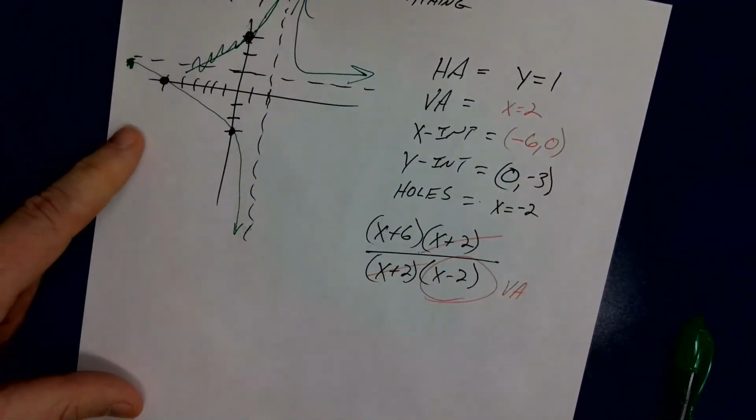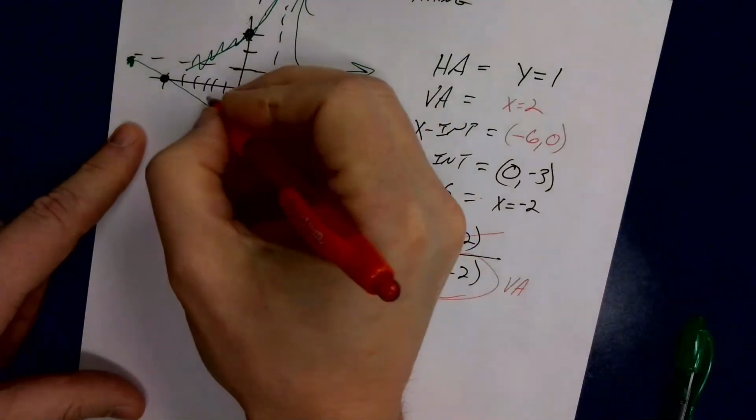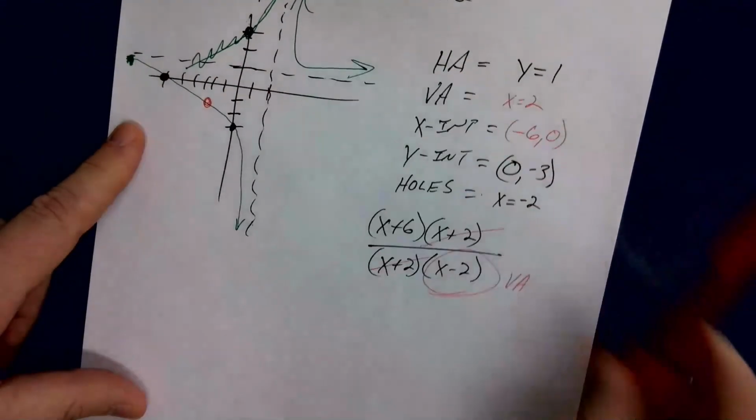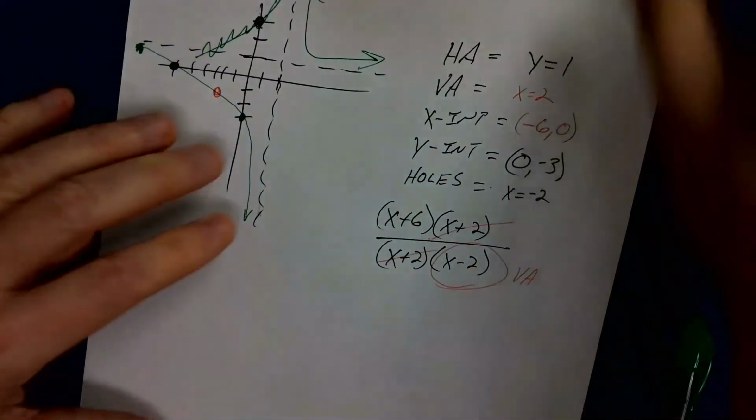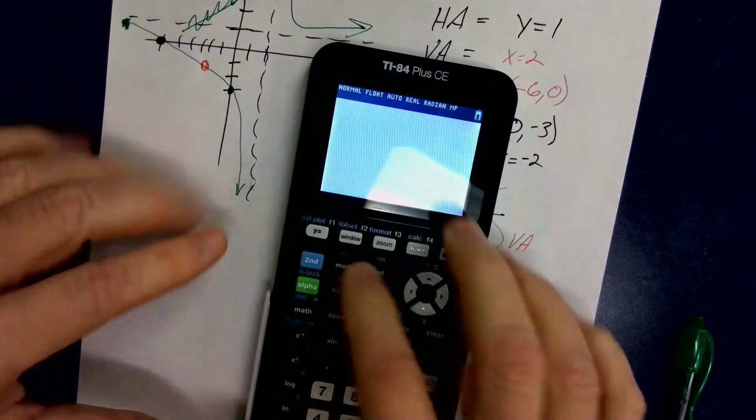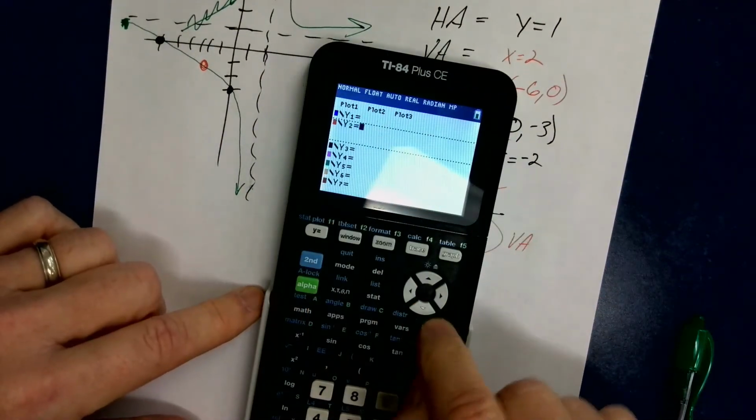Now I just have to put a hole at negative 2. So right here at negative 2, there's a hole. Follow your graph until you get to an x value of negative 2 and put the little hole in there. Now let's check and see if all this stuff that I just said is really true.